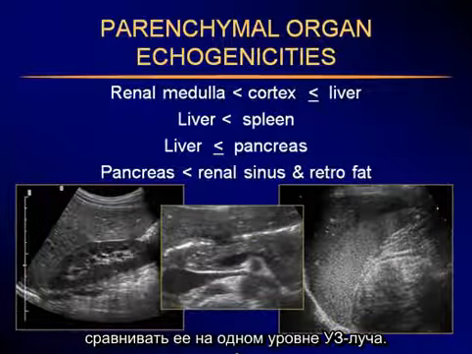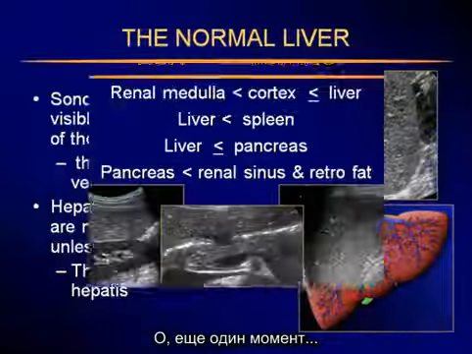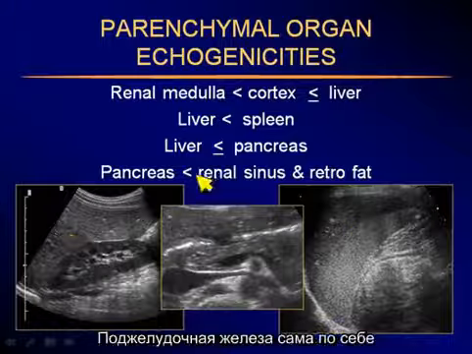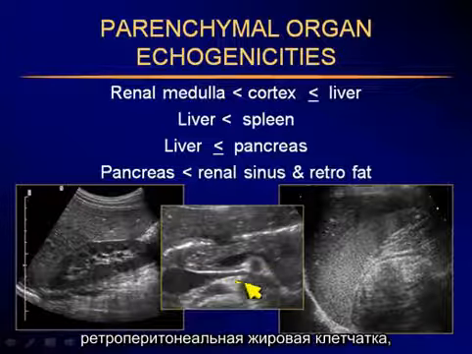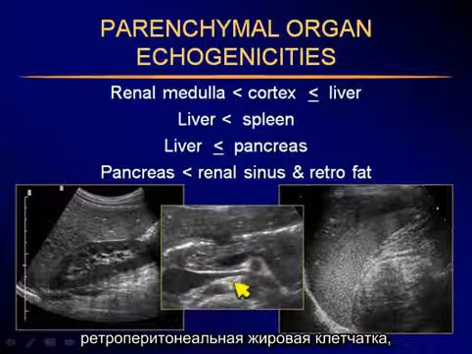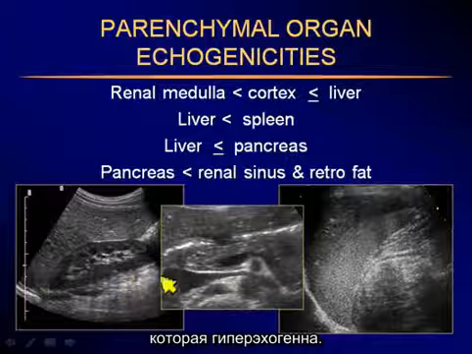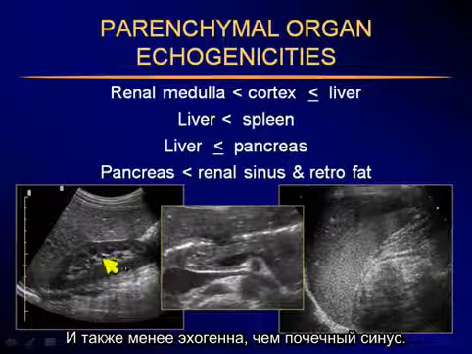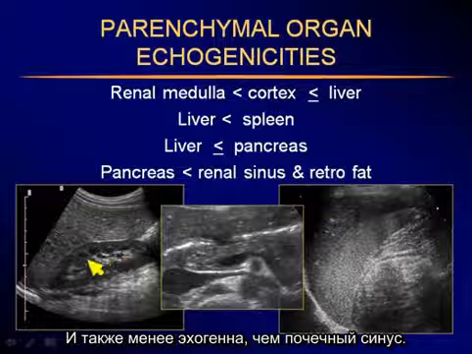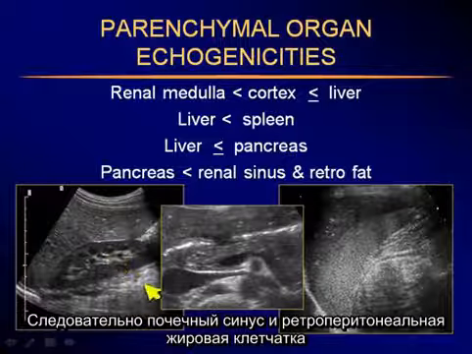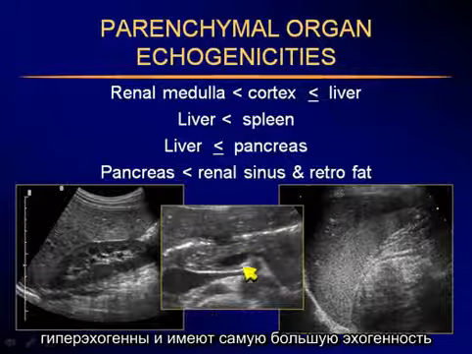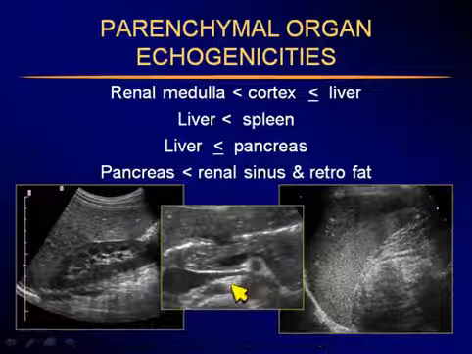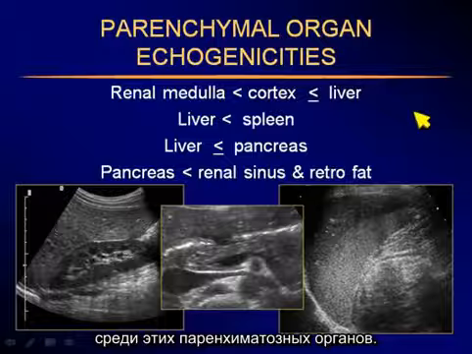Oh, and one more thing here, that the pancreas itself is less echogenic than retroperitoneal fat, which is hyperechoic, and also less echogenic than the renal sinus echoes. So renal sinus echoes and the retroperitoneal fat are hyperechoic and the most echogenic of all of these parenchymal organs.